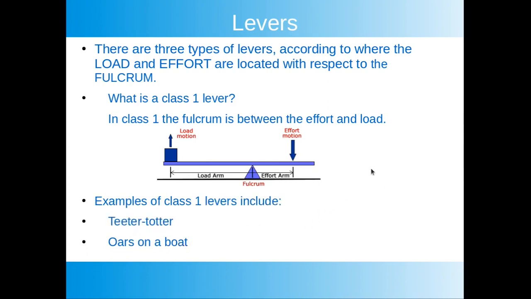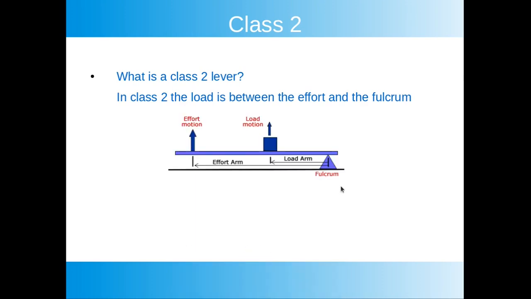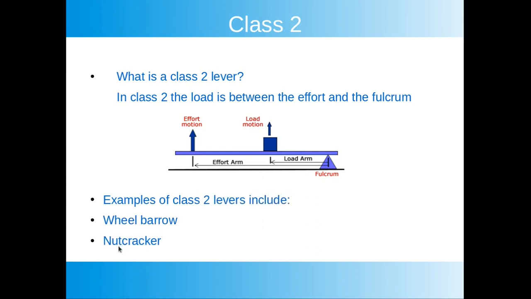So the next is class 2. What is a class 2 lever? In class 2, the load is between the effort and the fulcrum. In class 1, we saw that fulcrum is between the effort and the load. But now load is between the effort and the fulcrum. So let's see the image. So the image is this one. You can see that load is in center. And effort and the fulcrum are in the sides, at the edges. So now examples are wheelbarrow and nutcracker.